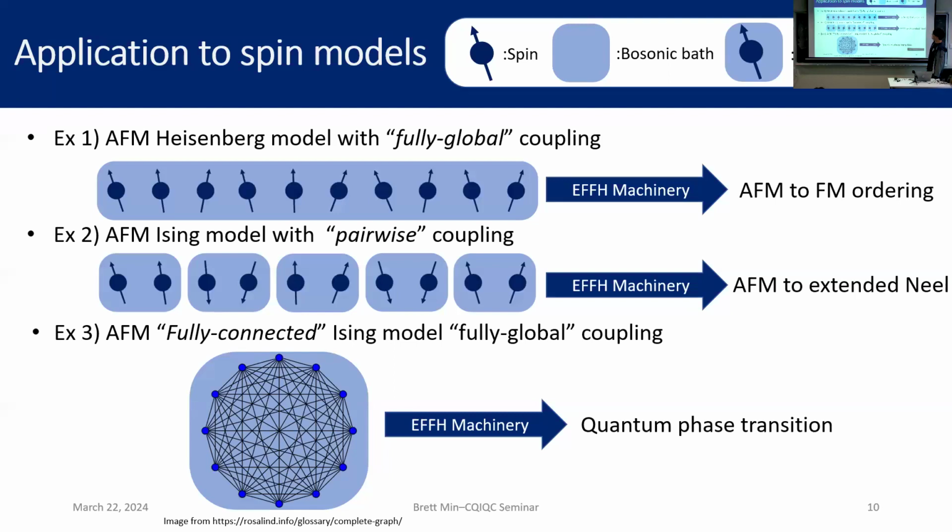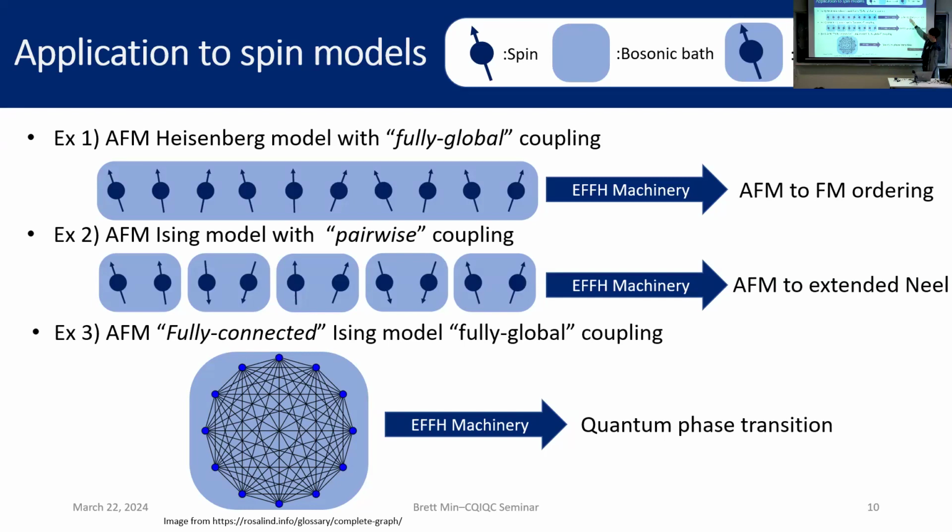So I'm going to talk about three systems. Here's the legend of what these things mean. Every one of these dots is a spin, and the light blue shades are the bosonic bath. Whenever two or many spins are in the same bath, they're coupled globally to that same bath. And the coupling that I'm going to take is always going to be sigma x. So the interaction between the spin and the bath is going to be sigma x. And I'm going to talk about these three models.